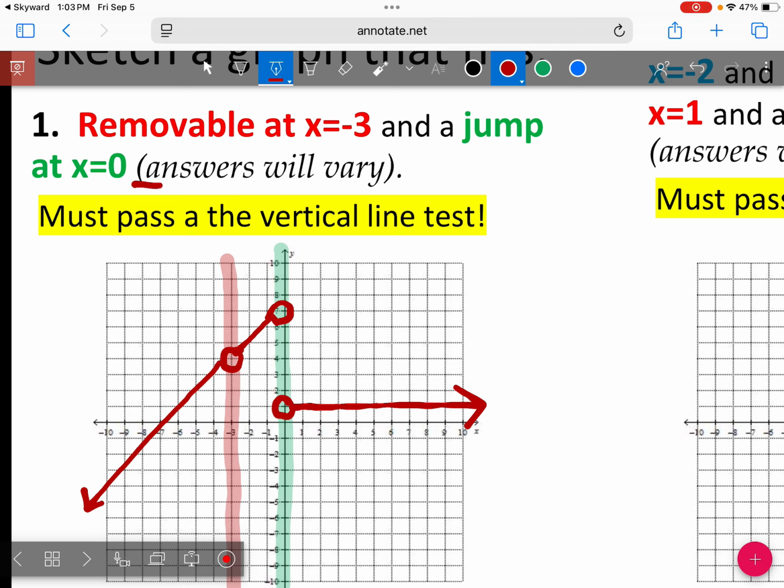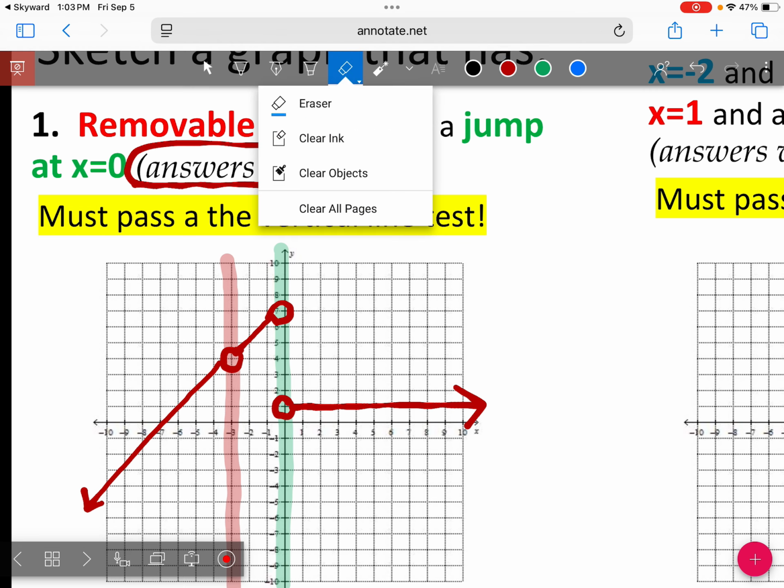And notice I said answers will vary because there's a lot of different ways that you can draw it. Like I didn't have to make this 2 lines. I could have made them parabolas. I could have made them absolute values. I just try to keep it simple and do the most basic, which is a square, which is 2 straight lines. Yes. Does it matter if the holes are open?